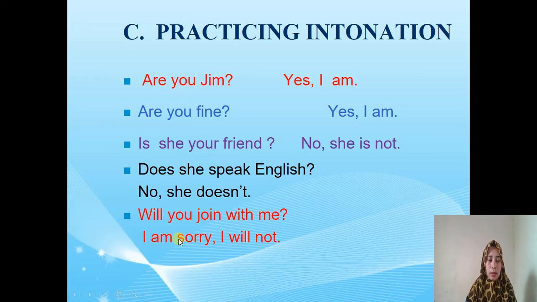And also, will you join with me? Use rising intonation. And I'm sorry, I will not, use falling intonation. Because the phrase "will you join with me" is a yes/no question, it uses rising intonation. And "I'm sorry, I will not" uses falling intonation because it is a statement.